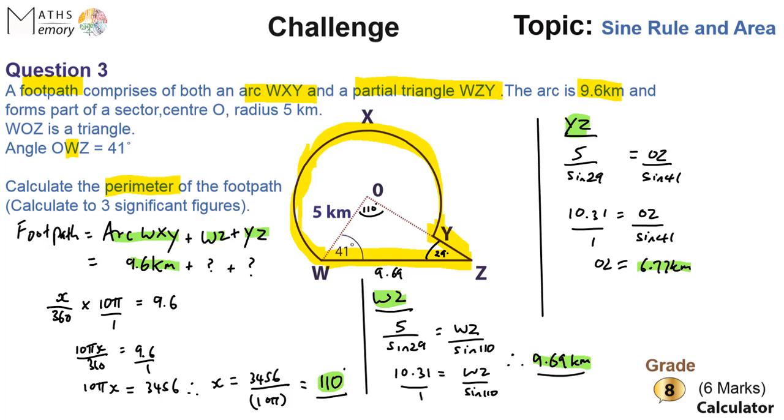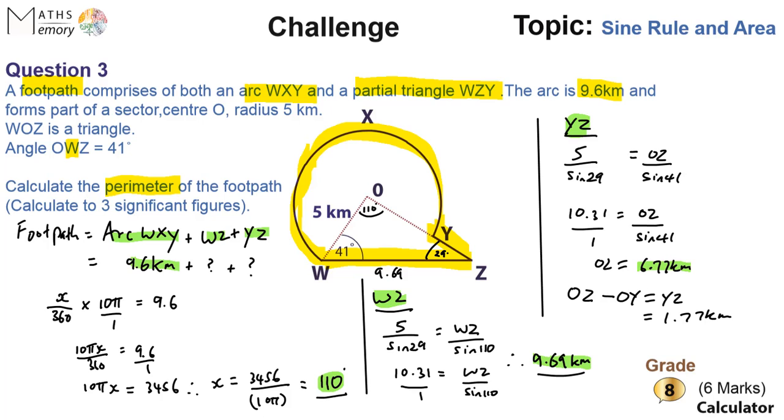And to find out YZ, obviously, we take away 5 from this. So take away 5 from that, because OZ take away OY would give us YZ, if that makes sense. YZ will be, take away 5, we're going to get an answer of 6.77 take away 5, 1.77 kilometers.